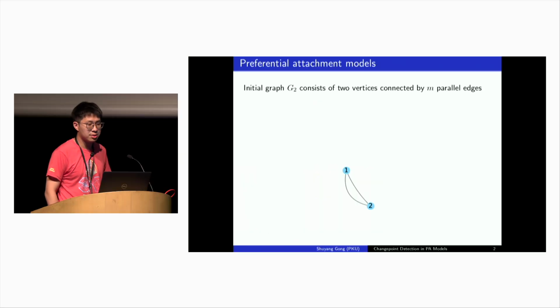Now let me set up the stage by talking about preferential attachment models. We have an initial graph G2 consisting of two vertices, let's say 1 and 2, with m parallel edges connecting them. Here m equals 2.